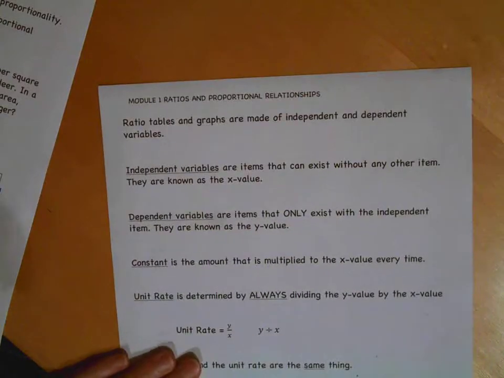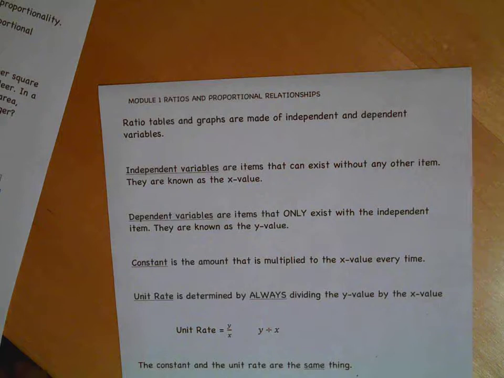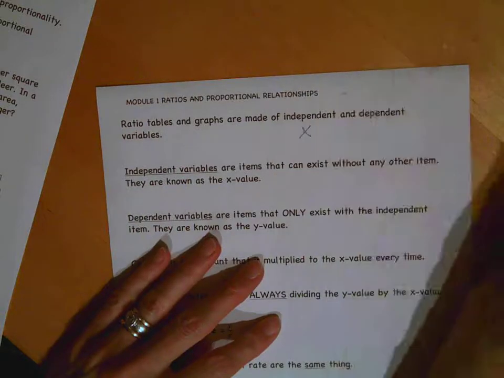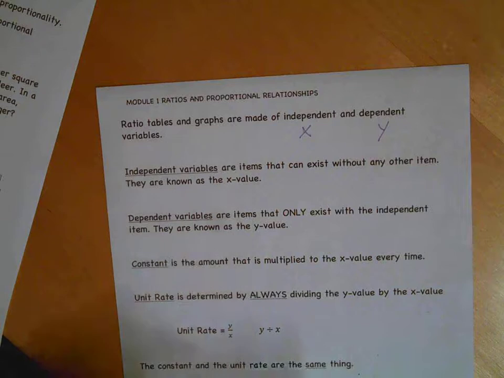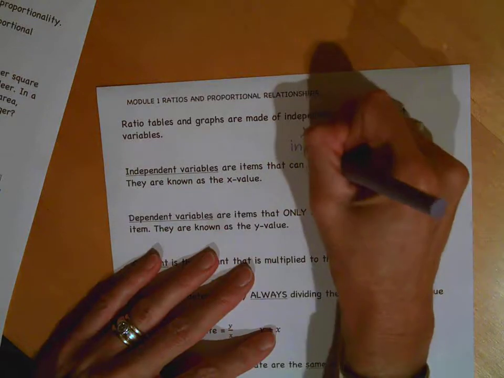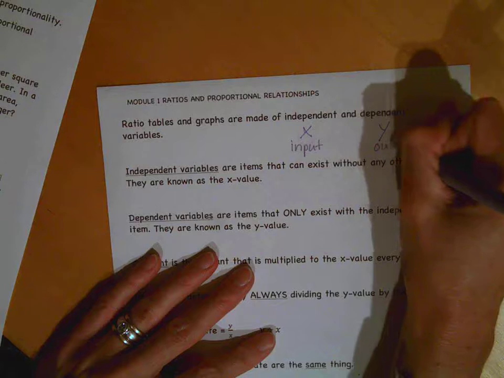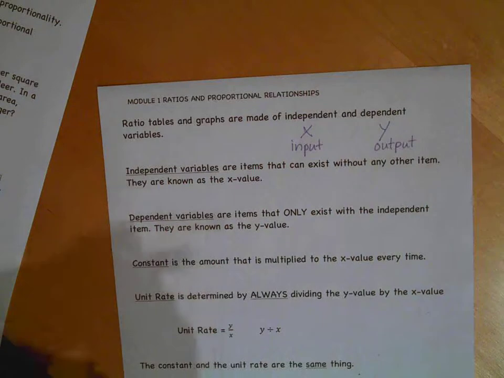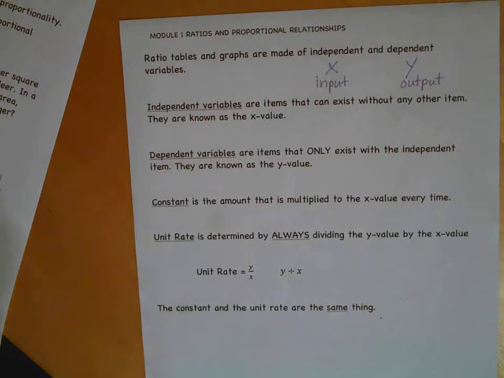Okay, so let's go back over here and just read over some information that's really important that you understand. Ratio tables and graphs are made of independent and dependent variables. So the thing I want you to add to that is the independent is known as the x, and the dependent is known as the y. The independent is the input, and the dependent is the output, so that's very important. Independents are items that can exist without any other item. They are known as the x value. The dependent variables are items that only exist with the independent item. They are known as the y value.